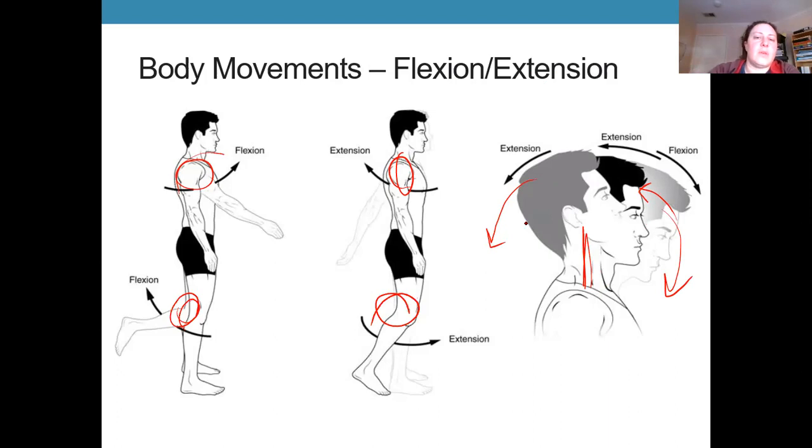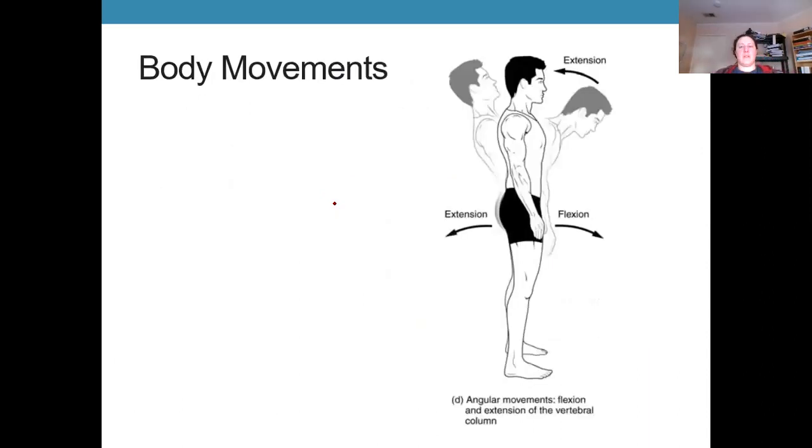Okay, so you can see how we're moving in the sagittal plane, right? We're going either anteriorly or posteriorly and changing those angles. Here is how we can flex and extend at the waist. So the entire vertebral column comes into play there.